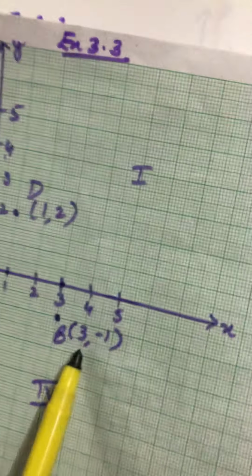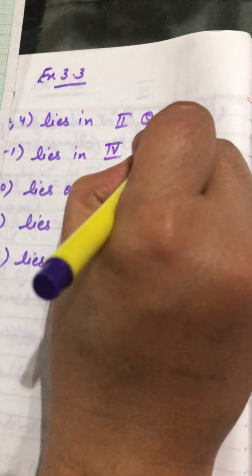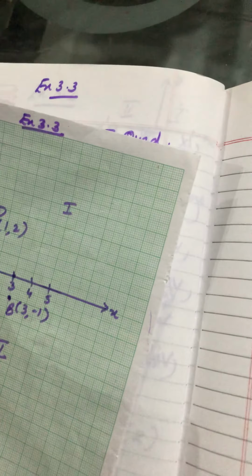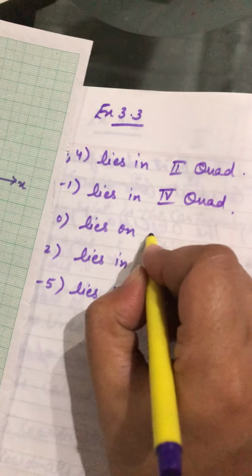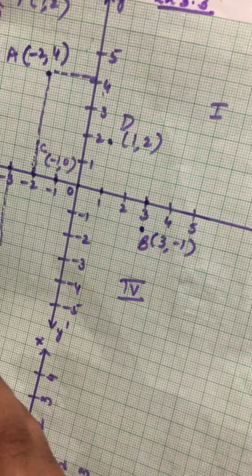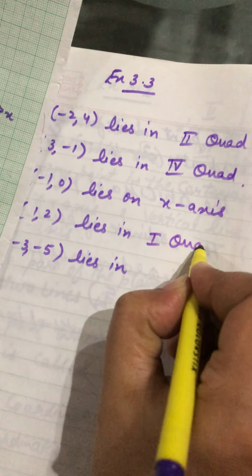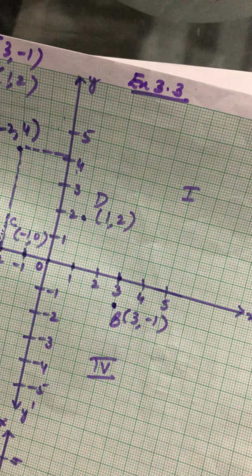Then 3 comma minus 1. You can see from the graph, 3 comma minus 1 lies in fourth quadrant. Minus 1 comma 0 does not lie in any quadrant. Minus 1 comma 0 lies on x-axis. Then comes 1 comma 2. 1 comma 2 lies in first quadrant. Here you can see 1 comma 2 is in first quadrant.